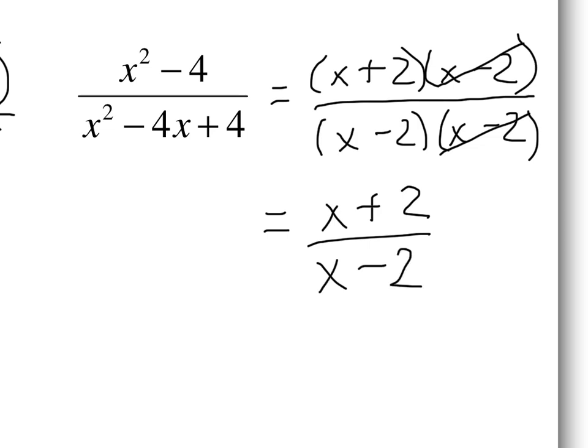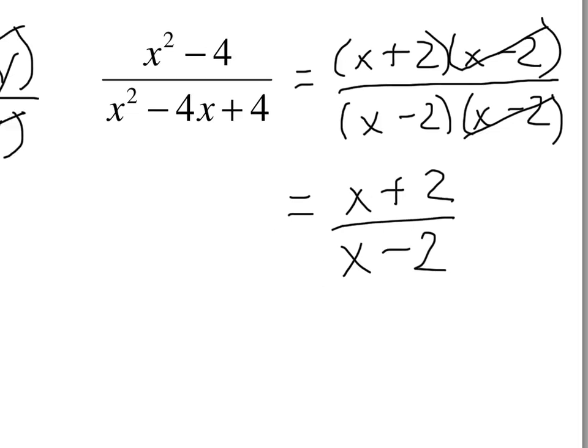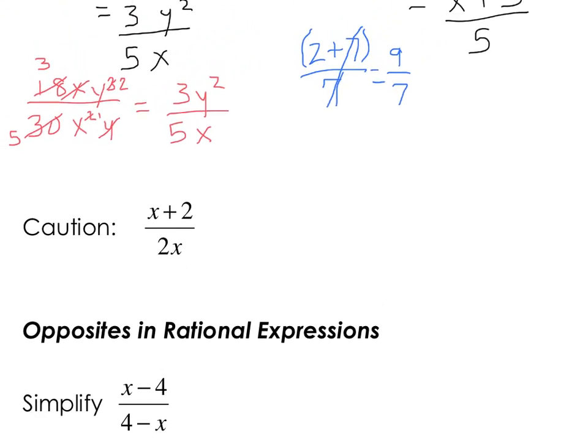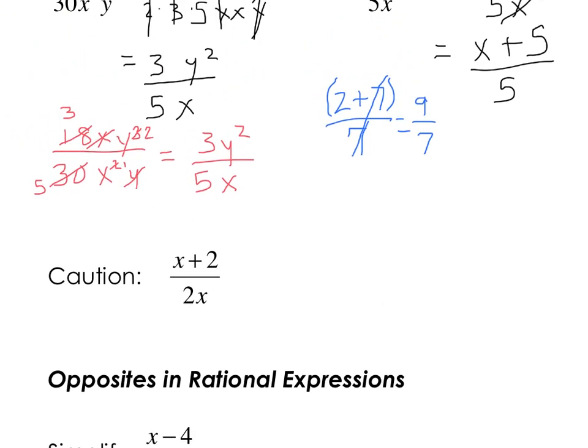Stop. Do not cancel anything else. The x plus 2, that's two terms separated by addition. X minus 2, two terms separated by subtraction. Cancel factors separated by multiplication, not terms. Oh, caution, caution, caution. Can we cancel this 2 with that 2? Can we cancel that x with that x?